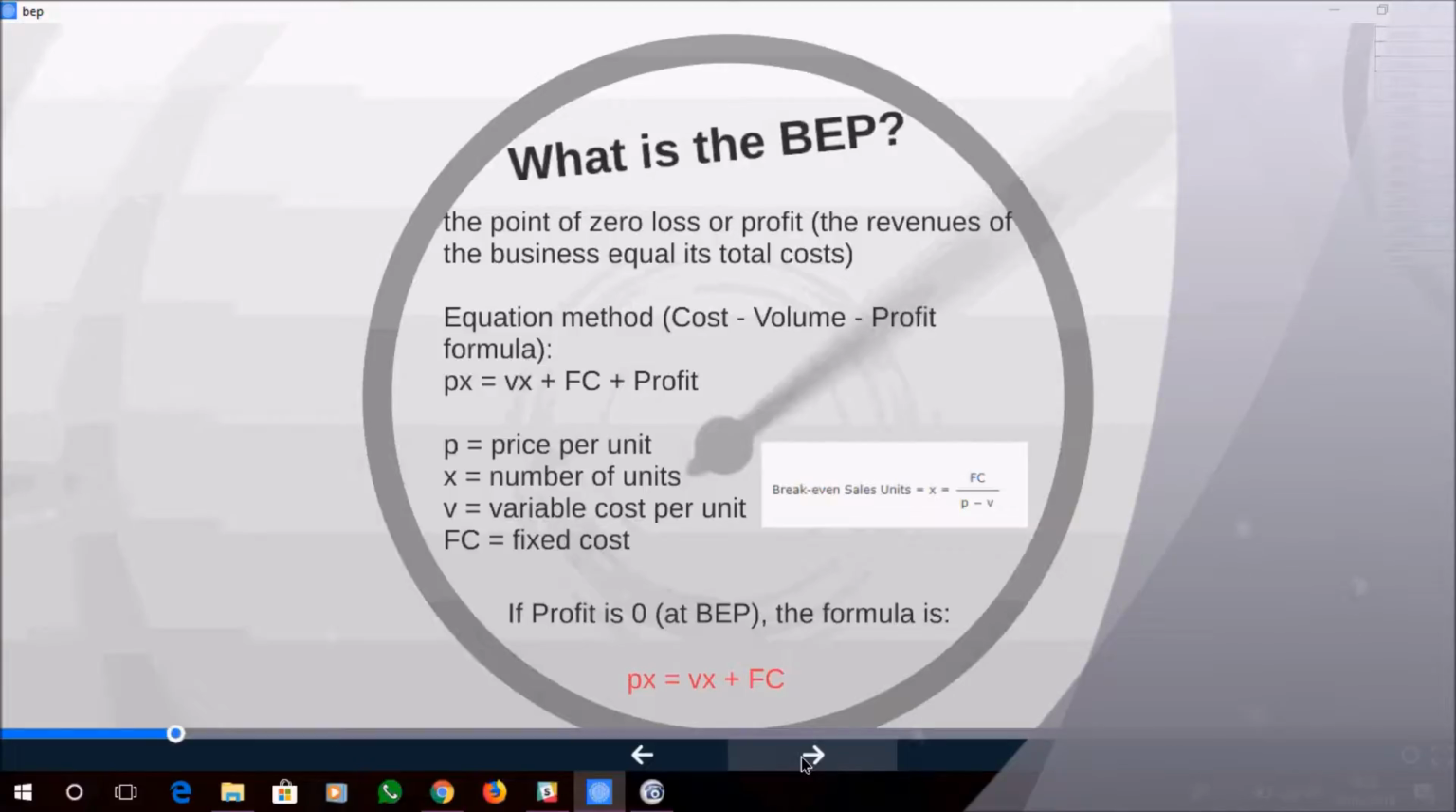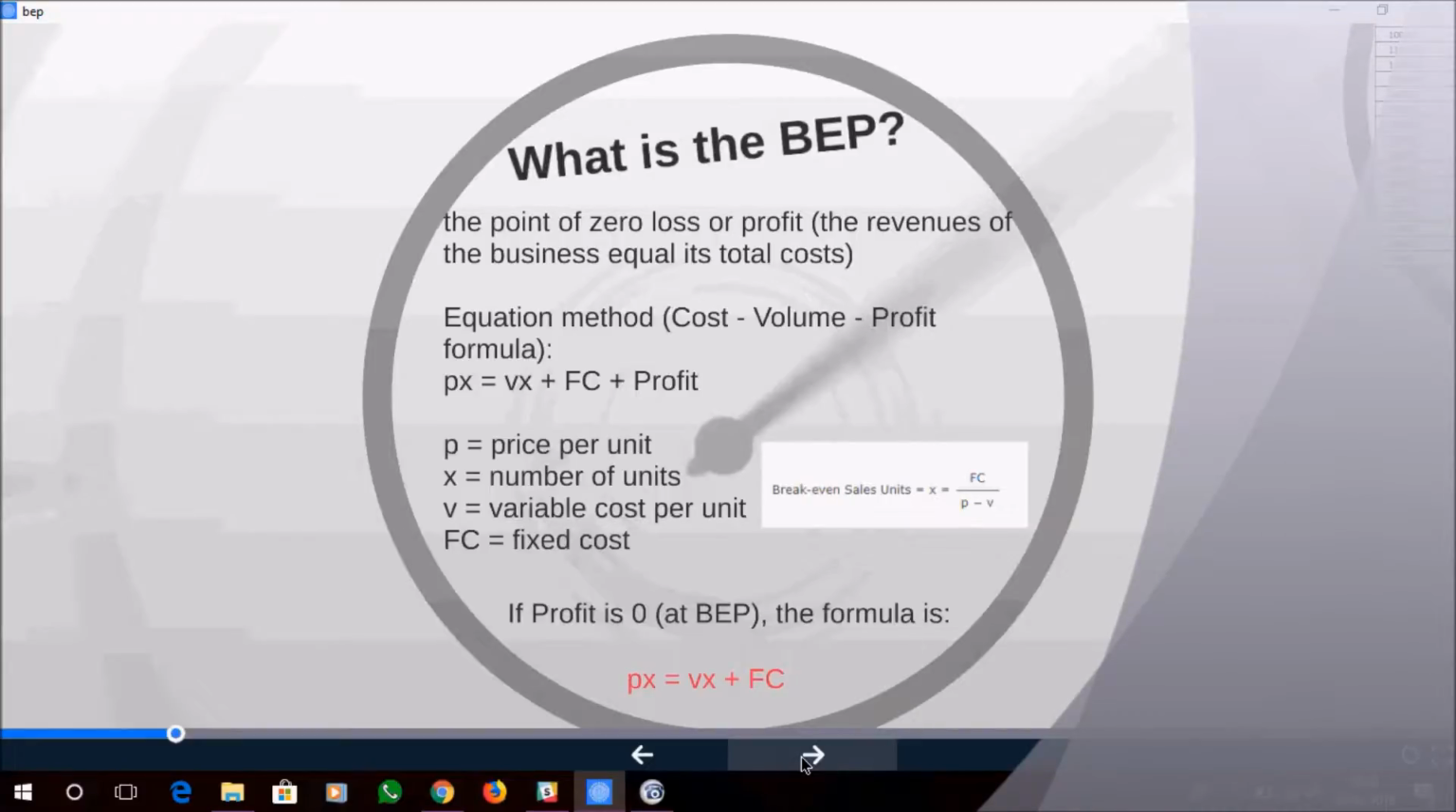Let us make an example. If the price is 10 euro and I know that I have variable costs of 7 euro per unit, and fixed costs are 1,000 euro, we would have X equals 1,000, which is my total fixed cost, divided by the difference between the price and the variable cost. Therefore, we would have 1,000 divided by 10 minus 7. 1,000 divided by 3 would be 333.33 units.